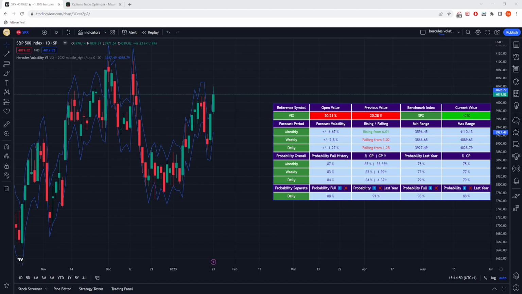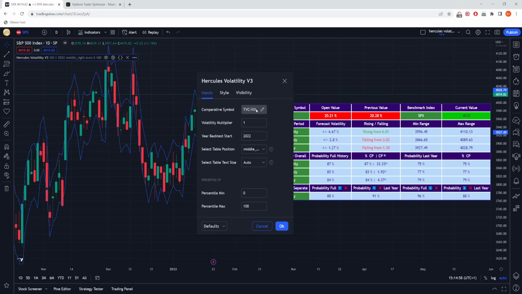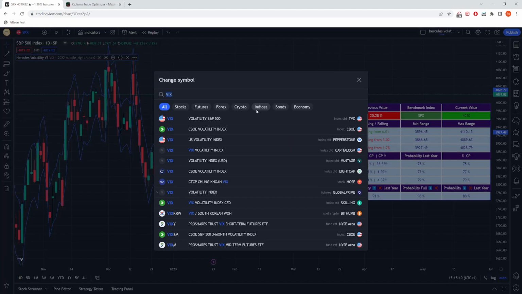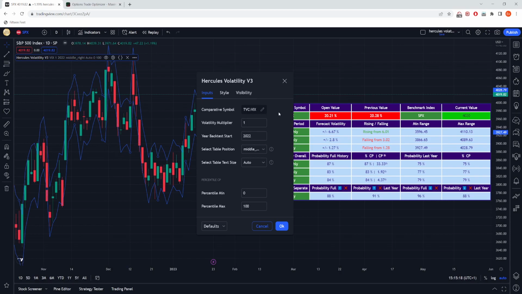So what we can see from this table where we are right now, let's go initially with the menu. For the menu, the comparative symbols are what we would like to use as a volatility index. So in this case, for example, if we use SPX, we would use VIX. If we use NASDAQ, we would use VXN. If you use DAX, you would use VDAX, and so on.